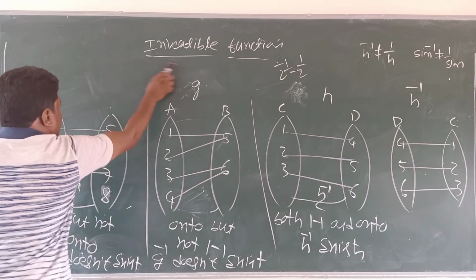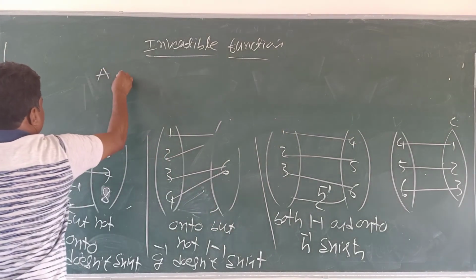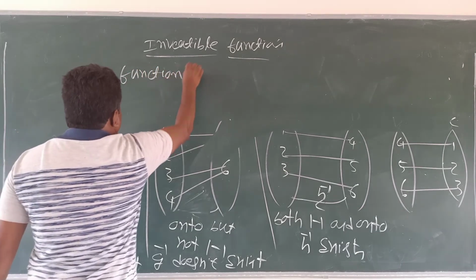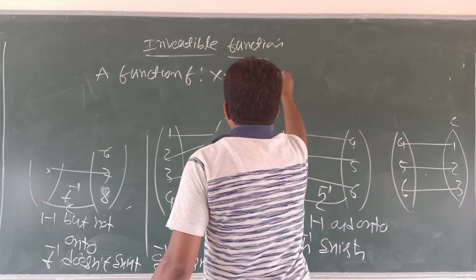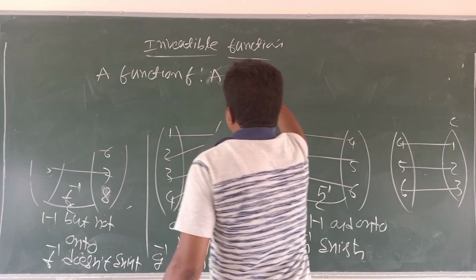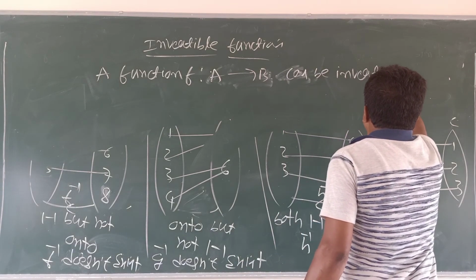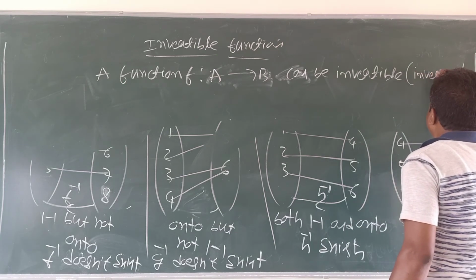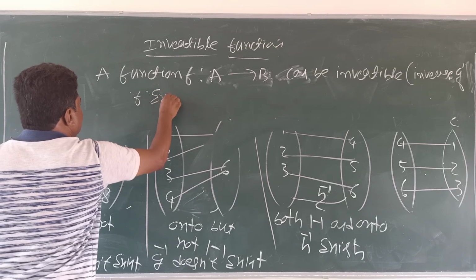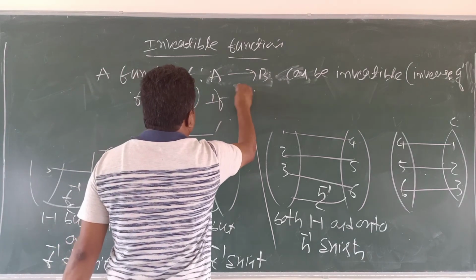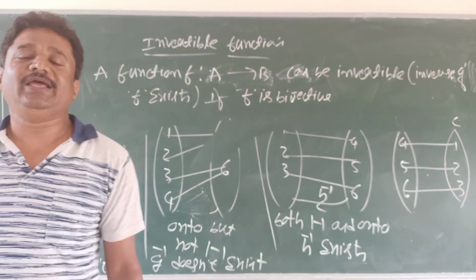I write the condition. A function f from X to Y, or from set A into set B, can be invertible, which means the inverse of f exists, if f is bijective, if f is both one-one and onto. Clearly try to catch this.